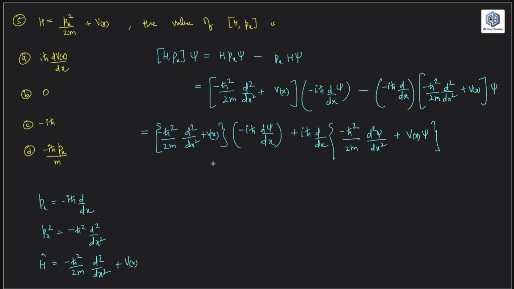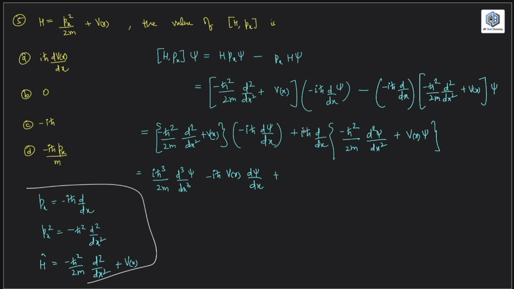So if you open the bracket completely, let me take it to the other side, this is rough. Here this part is going to become, if I multiply, minus minus will be plus i h cross cube upon 2m d3 by dx cube psi. When I have multiplied this with this, plus and minus will be minus i h cross Vx into d psi by dx. Plus now I will solve this part.